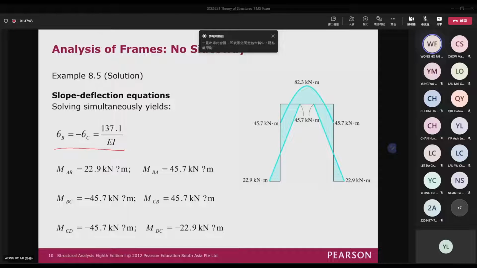And then you can substitute theta B and then theta C back into the equations. And then you can find the member end moments. And then from the member end moments, you can find the moment diagram. Okay.